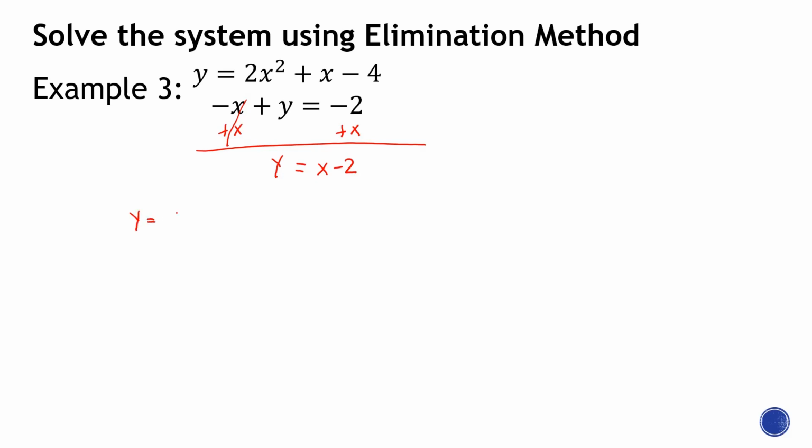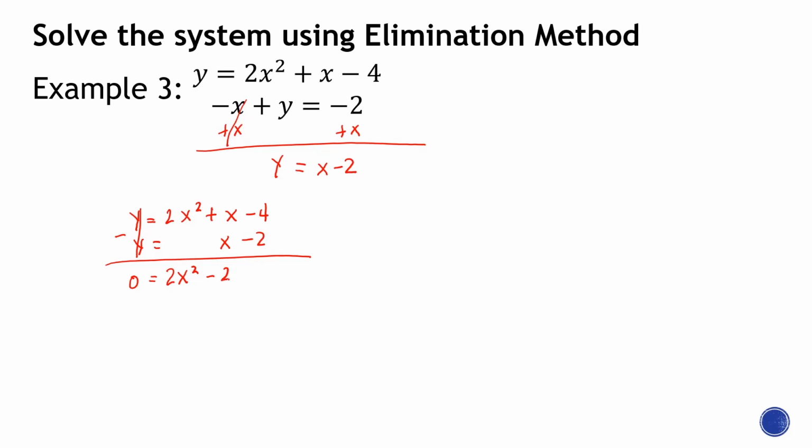And then let's combine those two equations. So we have y equals 2x squared plus x minus 4. Y equals x minus 2. Okay, so let's subtract the terms. Cross that out. This will be 2x squared. That will be 0. X minus x is 0. Negative 4 minus negative 2 is negative 2. There you go.